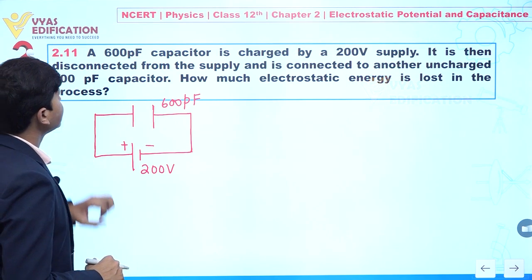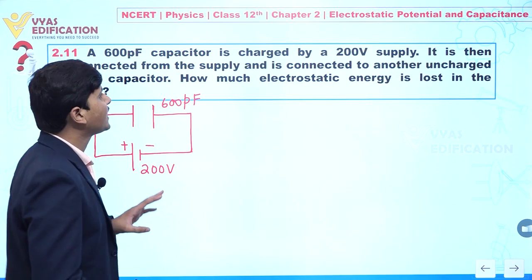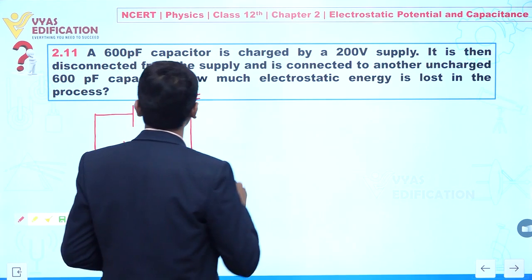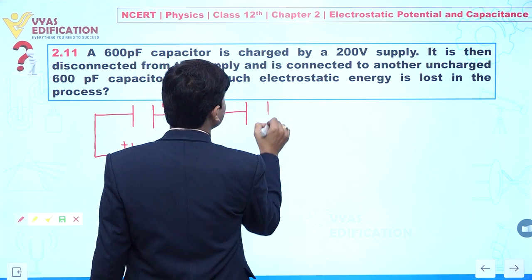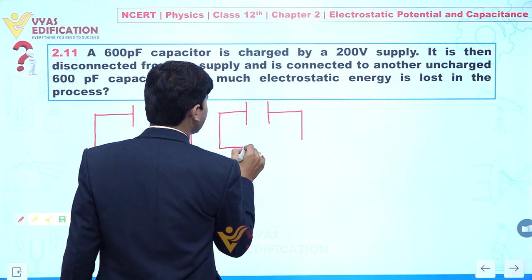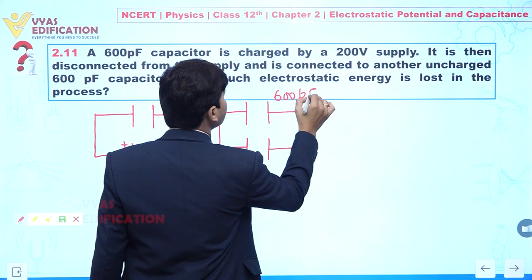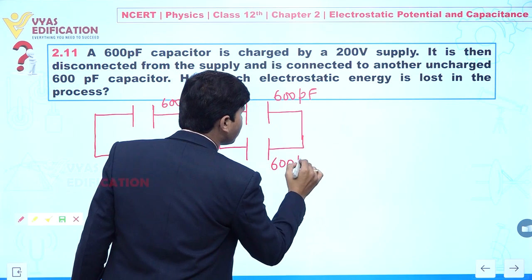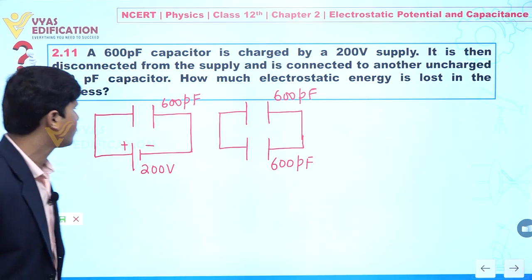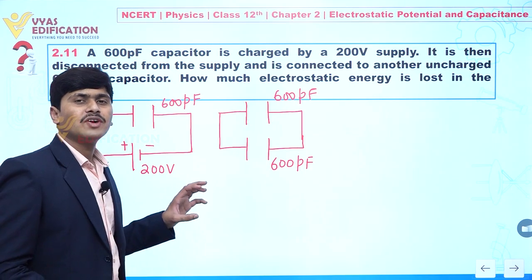So now concentrate. A 600 picofarad capacitor is charged by a 200 volt supply. It is then disconnected from the supply and connected to an uncharged 600 picofarad capacitor. So now let's suppose this is the charged capacitor and this is the uncharged capacitor. This is given as 600 picofarad, and this is also 600 picofarad. Clear to you? Okay.